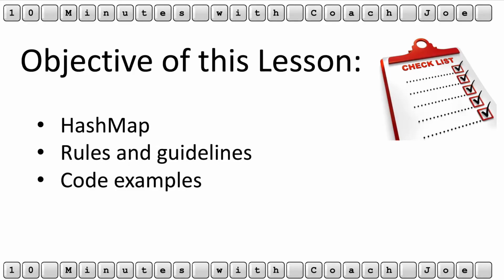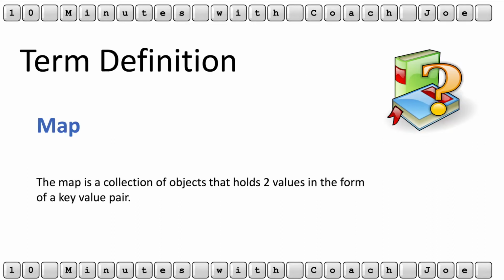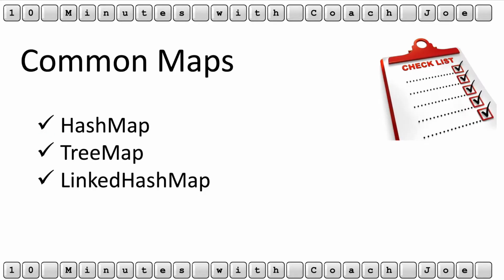Today's lesson on hash maps is the last in a series to introduce 4 of the more popular collection data types. The map is a collection of objects that holds 2 values in the form of a key-value pair. There are several types of maps available, each with their own unique characteristics. We will cover the most popular map, the hash map.